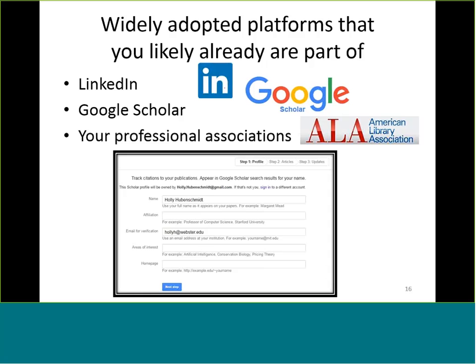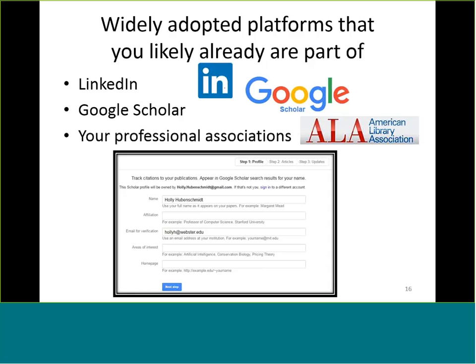and down here at the bottom you can see it is so easy to set up a profile in Google Scholar. Just a few clicks, add some information, and again, add those identifying numbers so that you can be aligned across all of these platforms. And then there are your professional associations.